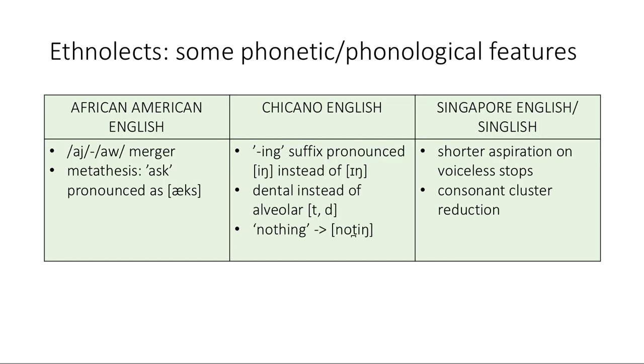But some of these are features of some of the varieties. In Chicano English, sometimes the -ing suffix will be pronounced as -een instead of -ing. Also, you will occasionally hear a dental instead of an alveolar T and D, so the word nothing might be pronounced more like nuthing. Singapore English is characterized by shortened aspiration on voiceless stops and consonant cluster reduction. So these are just examples of phonetic and phonological ways that these dialects can vary.